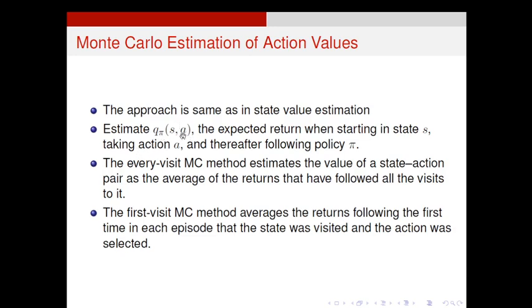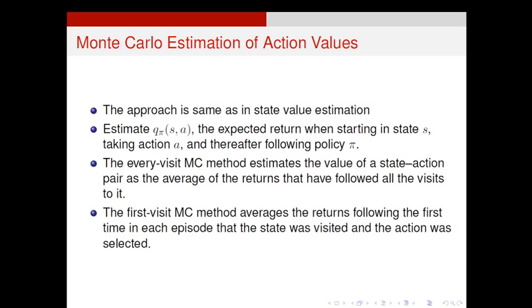Estimate Q pi of the state action pair, the expected return when starting in state S, taking action A, and thereafter following the policy pi. That means I just stand on the state S, then look around. Suppose there are actions A1, A2, A3, A4. Then just pick A1. I am going to find out Q pi of S, A1. Then find out the return corresponding to A, just looking to the terminal state. As in the previous example, we calculate GT from the state S with the action A.